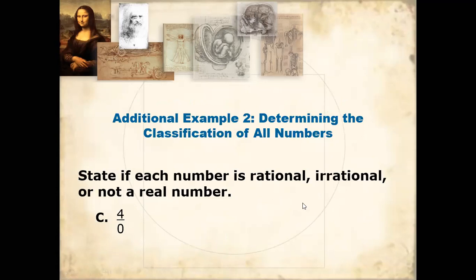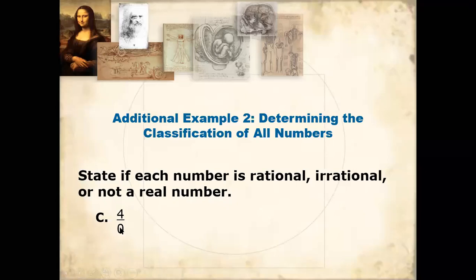State if each number is rational, irrational, or not a real number. 4 over 0. It cannot be rational because it has zero in the denominator. So irrational and real number. Real number or rational?